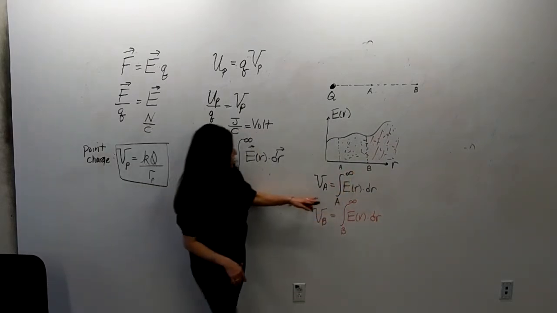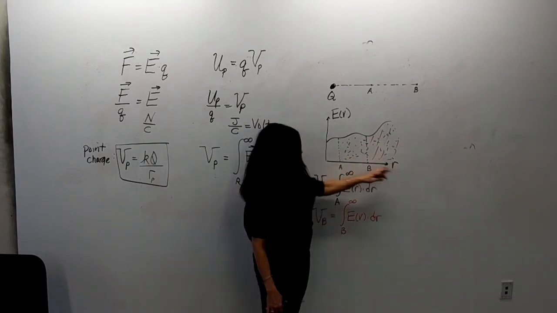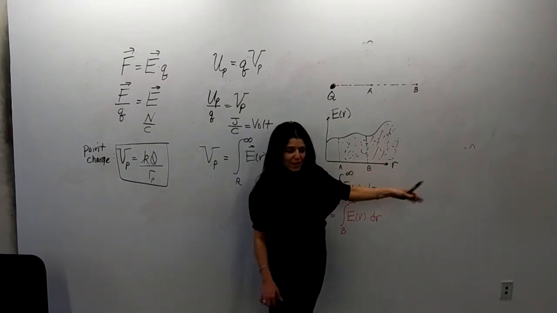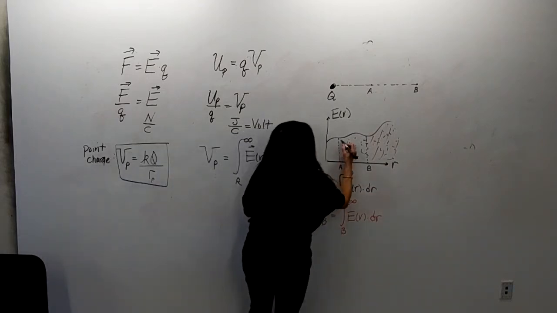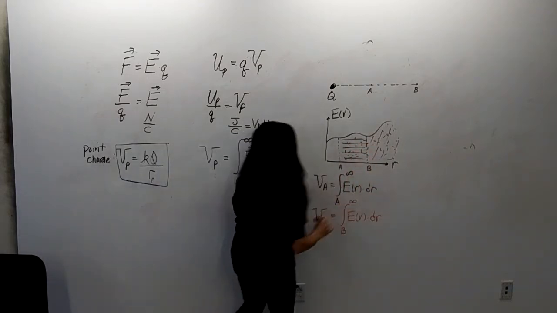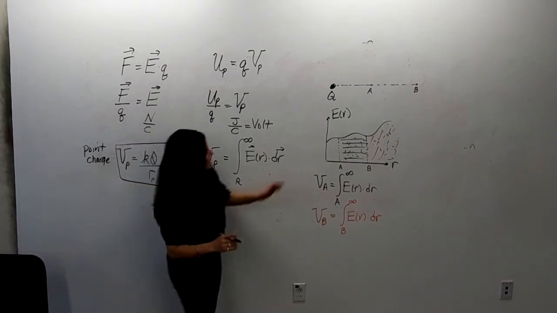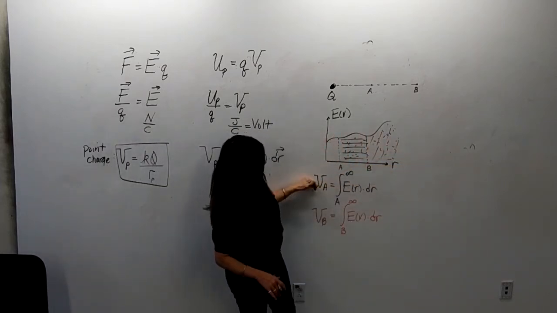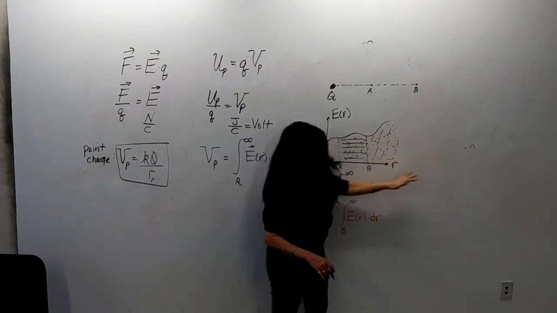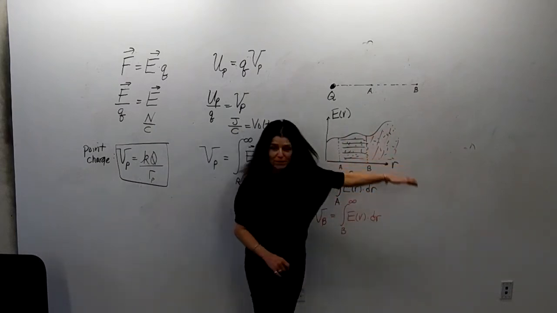Well, that's good. So I know how much work the field would do per unit charge in moving a test charge from A out to infinity. I know how much work it would do from B to infinity. But I'm really interested in the amount of work the field does in going from A to B. And since A is the bigger integral, if I just take the integral from A to infinity, and I subtract the integral from B to infinity.